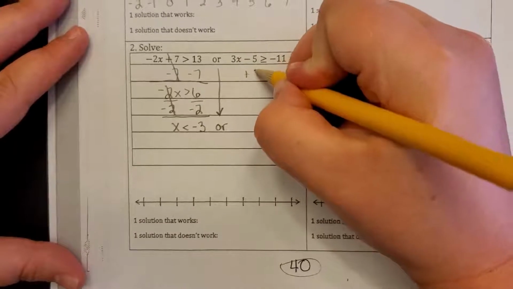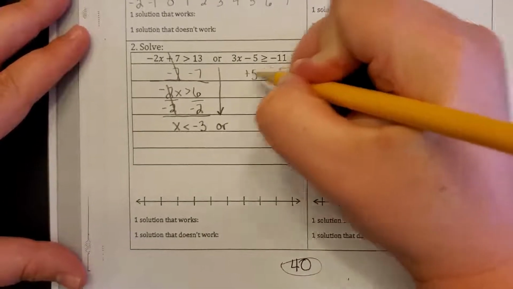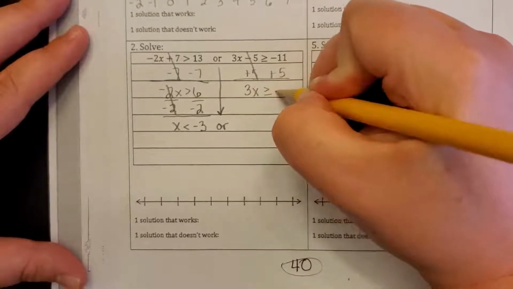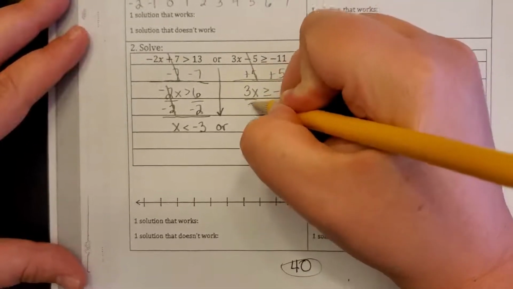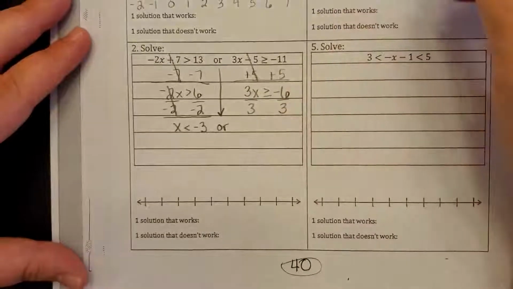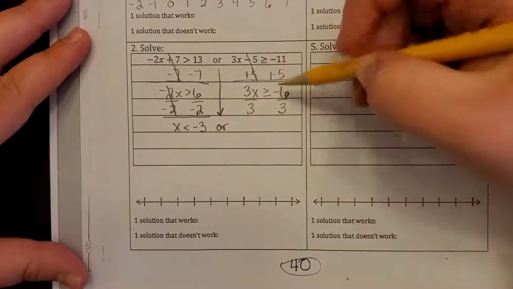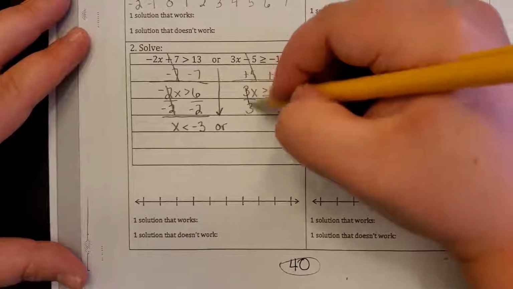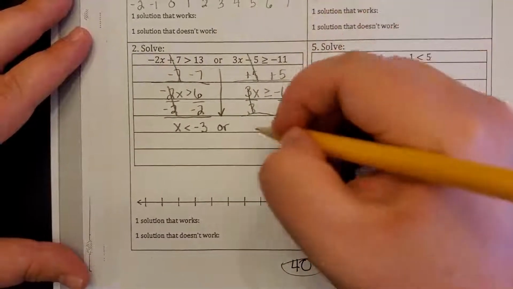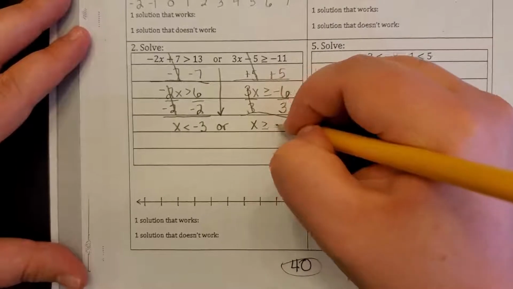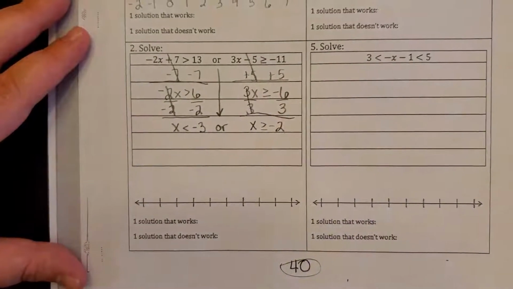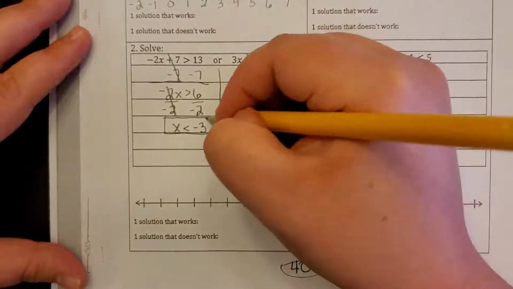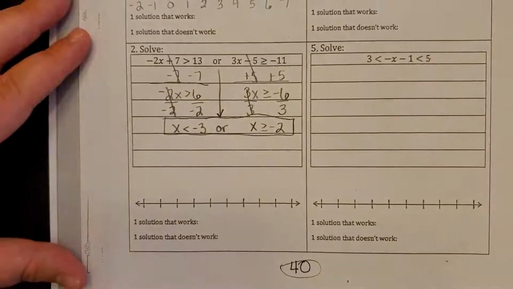All right, add 5. I'm going to get 3x is greater than or equal to negative 6. Divide both sides by 3. Now, I want to point something out. The 6 here is negative, but the number that I'm dividing by is not. Since the number I'm dividing by is positive, the sign stays the same. x is greater than or equal to negative 2. So this means x is less than negative 3 or x is greater than or equal to negative 2.